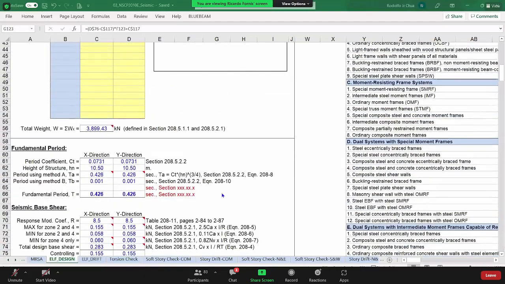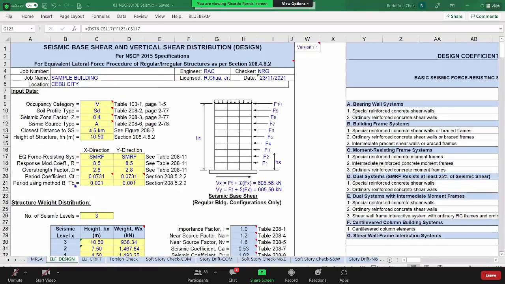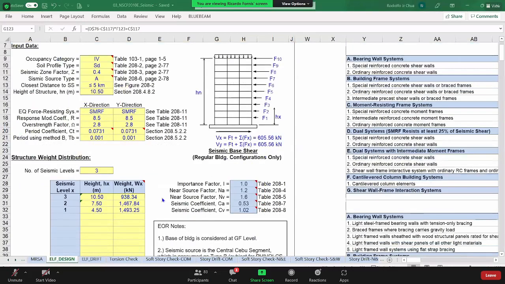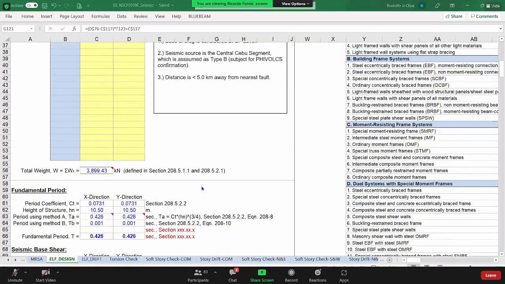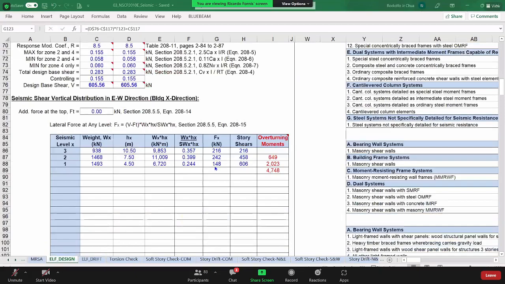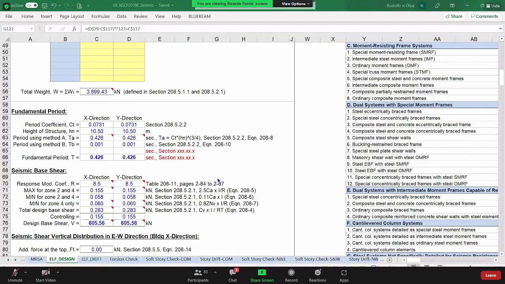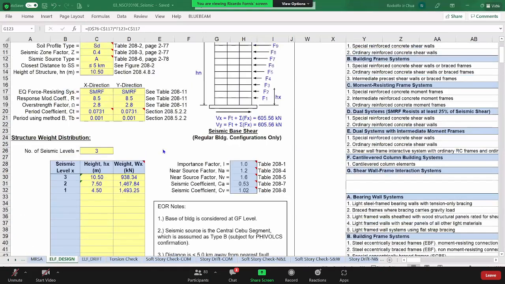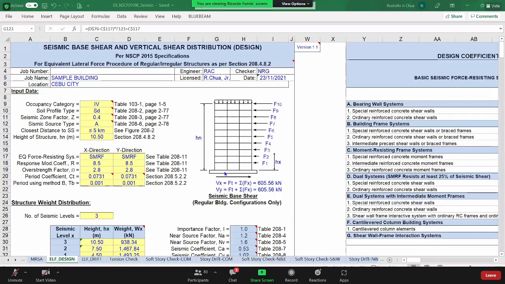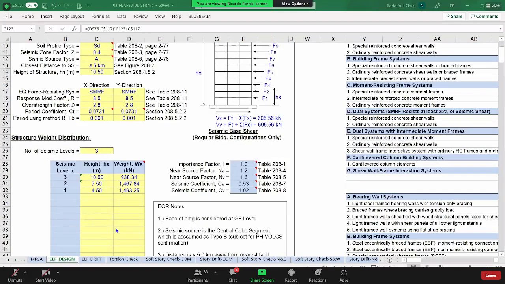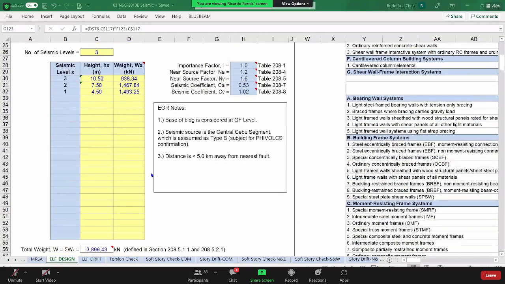So according to your teacher, one of your outputs is to compute the seismic forces similar to what I did here. So you have to input the occupancy category and all the other parameters, then the seismic weight, and then you have to come up with this distribution of the forces. To make it easier for you, I'm going to print this to PDF. I'm not going to give you the Excel file itself so that it cannot be copy-pasted. So I will only give a PDF file, and this will serve as a guide for you to create your own spreadsheet.